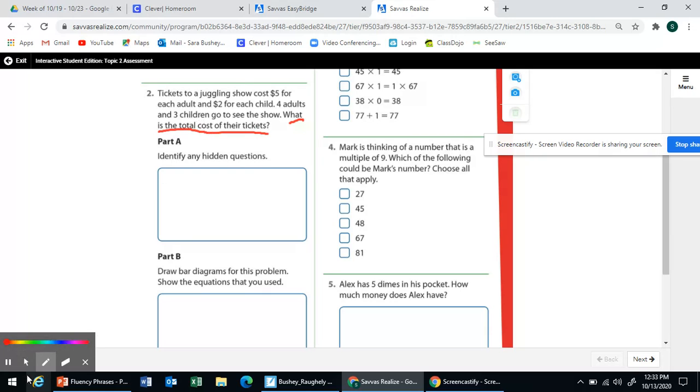So I'm going to help you out with this one because this can be really tricky. So the hidden question up here is, well, how much money was it for the children to go and how much money was it for the adults to go? Because we don't know that yet, and we have to know that in order to answer that big question. So because I told you the answer to part A, I'm just going to put an X through it, and I would like you to do the same.